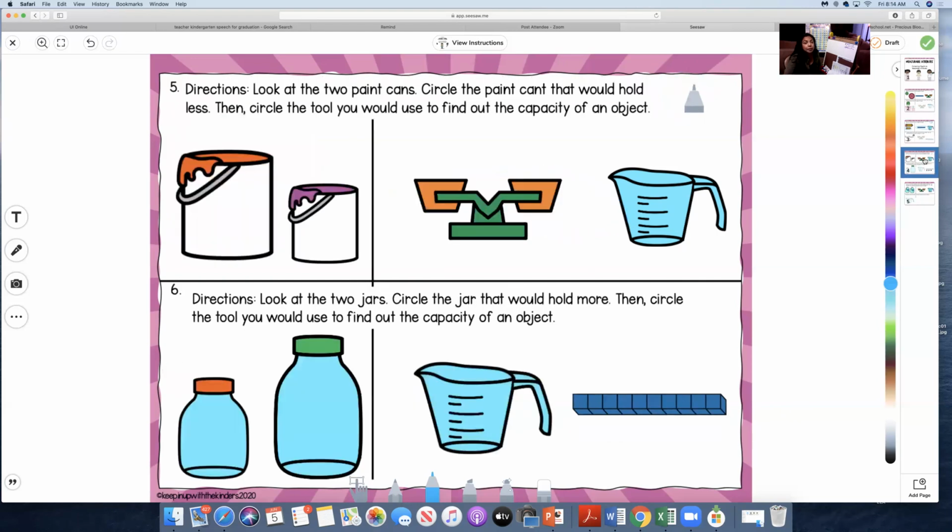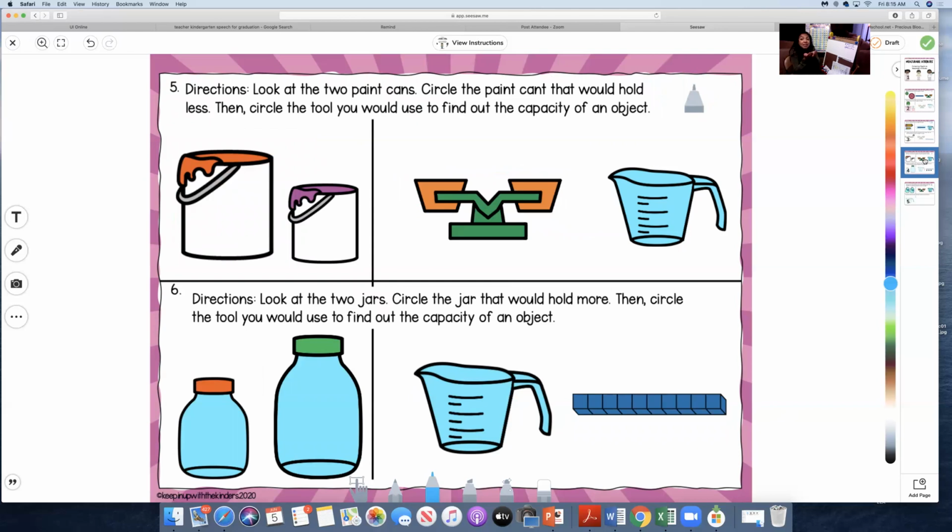Page 4. Look at the 2 paint cans. Circle the paint can that would hold less. Less. Okay, which one will hold less? Remember, capacity means how much we can put inside.